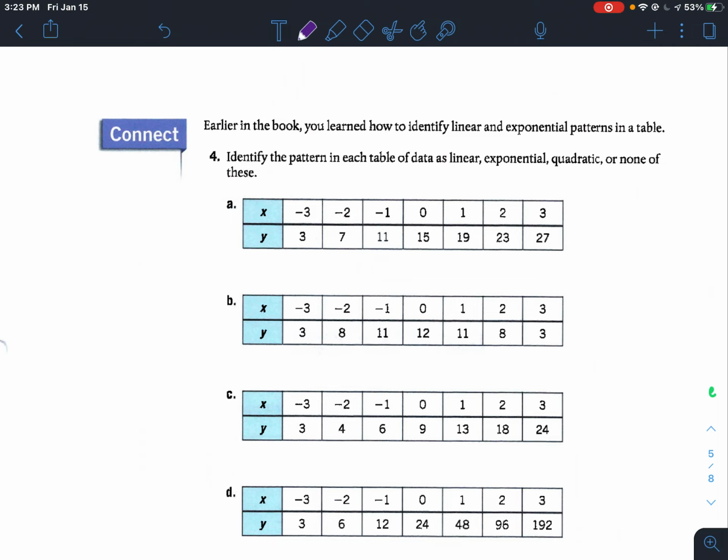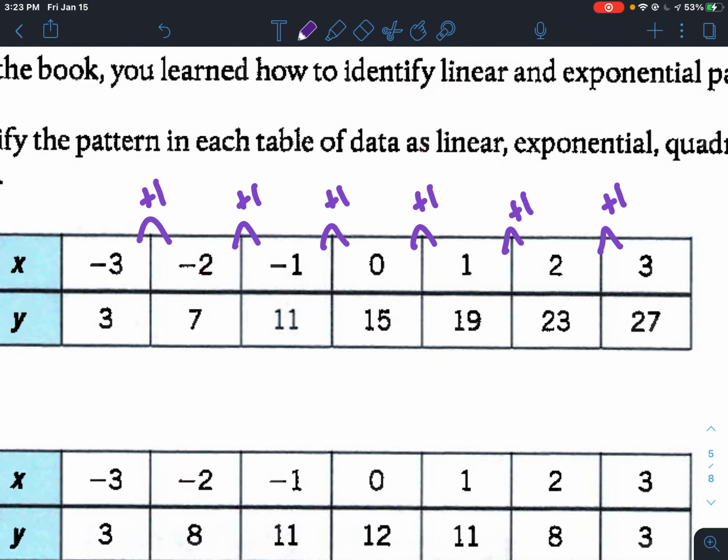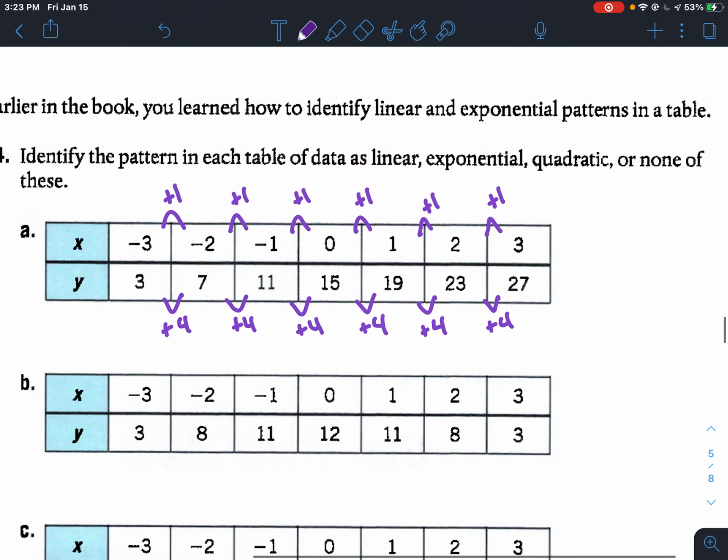Identify the pattern in each table as linear, exponential, quadratic, or none of the above. For this one, we are looking at the differences. Remember, if the first difference is the same, it's going to be linear. What do I mean by that? When I add up the difference between x values, how did I get from one x value to the next? Those are all 1. That's good. How did I get to the next y value? Plus 4 each time. So they have a consistent slope that makes this linear.